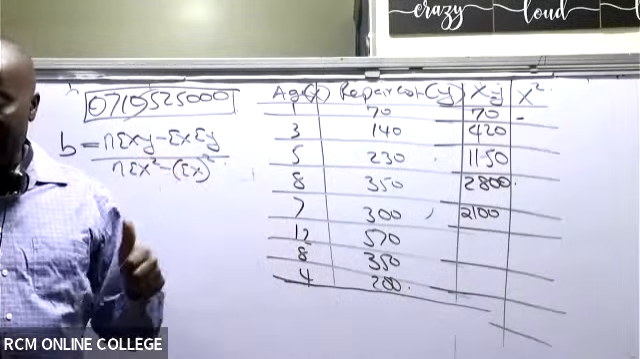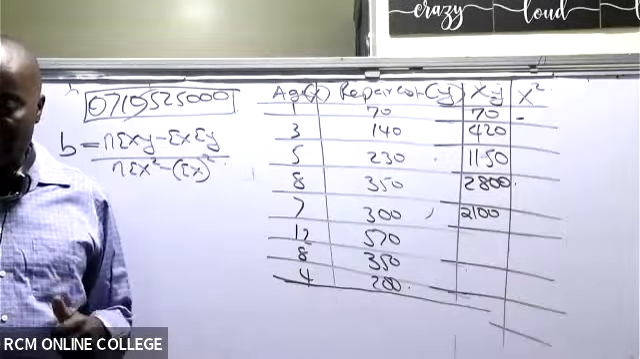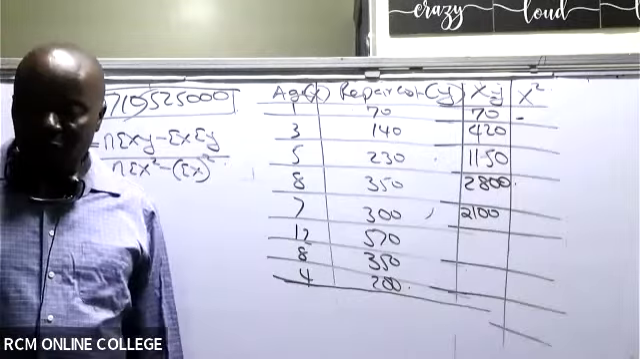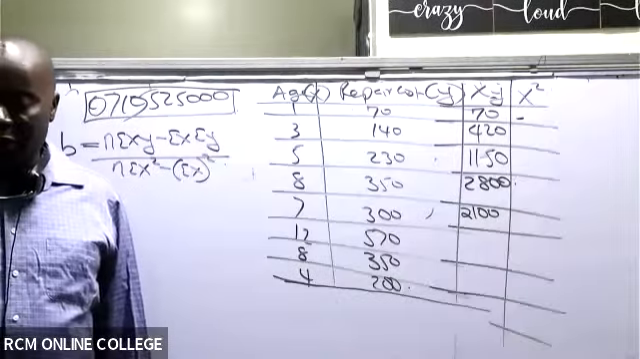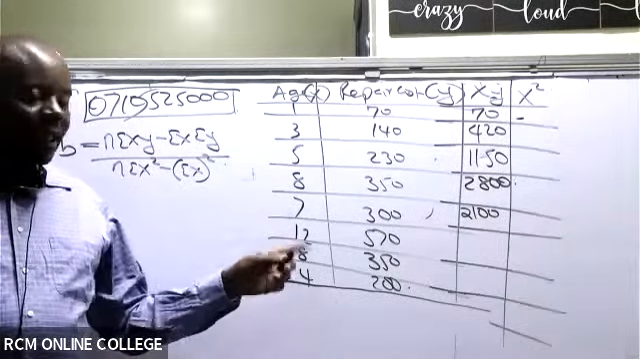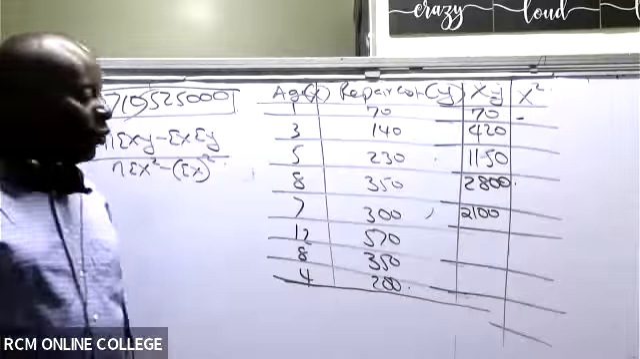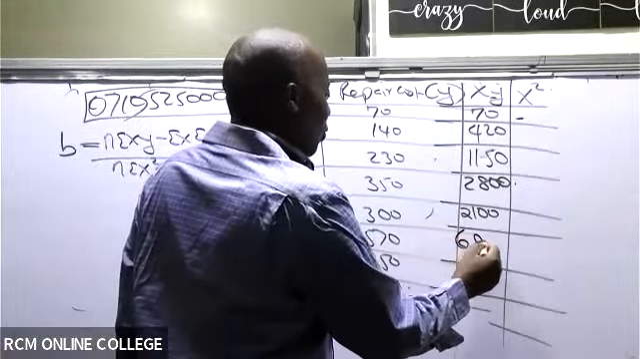Today you guys are very nice because all of us are really contributing, which is very good. So we have here 12 times 570, 6840.